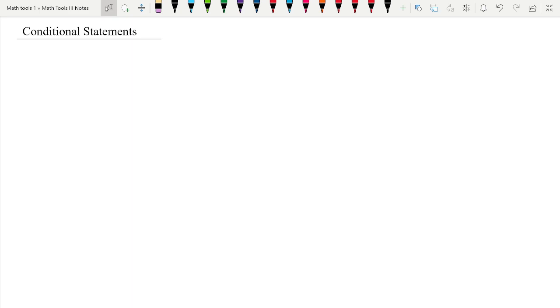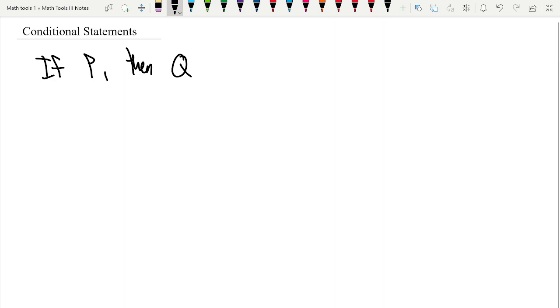Now we want to really start focusing on these conditional statements. Because like I said, this is what most theorems in mathematics will consist of, a conditional statement. It'll say if something, then something, right? So if P, then Q. So you have some list of conditions, and then you show that if those are true, then they satisfy this conclusion, essentially. Okay.